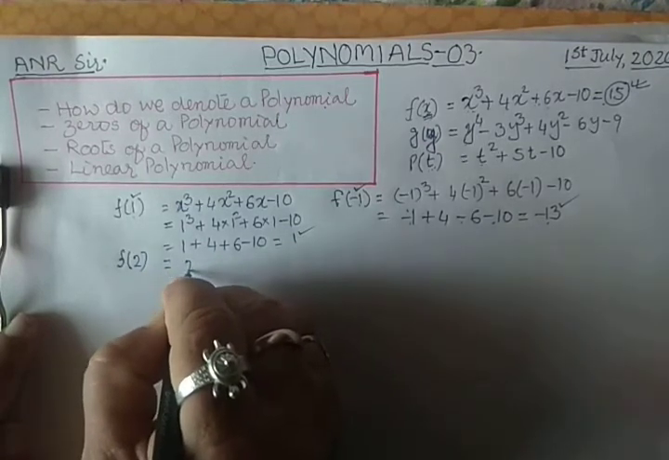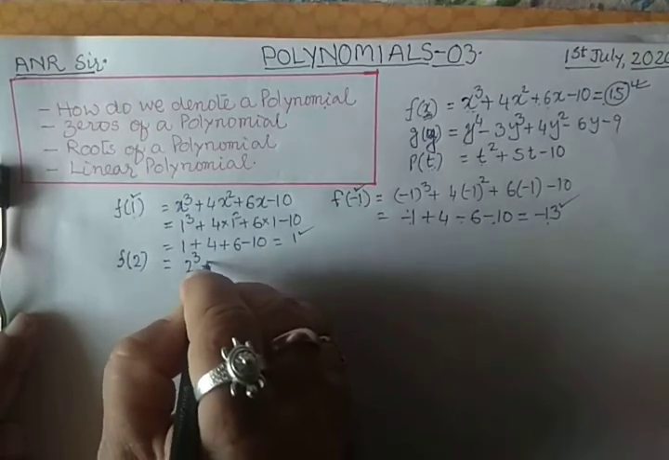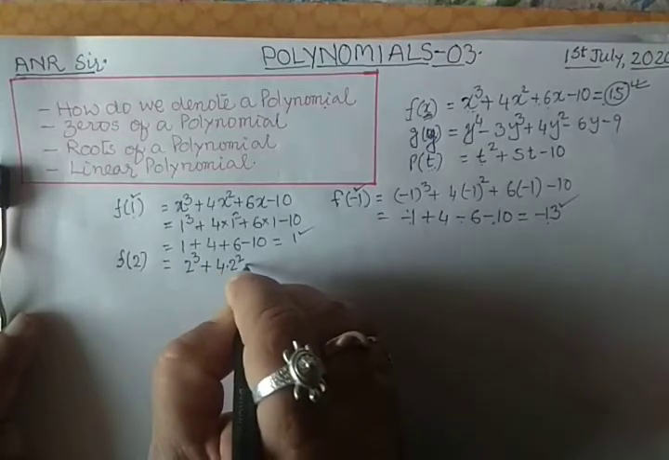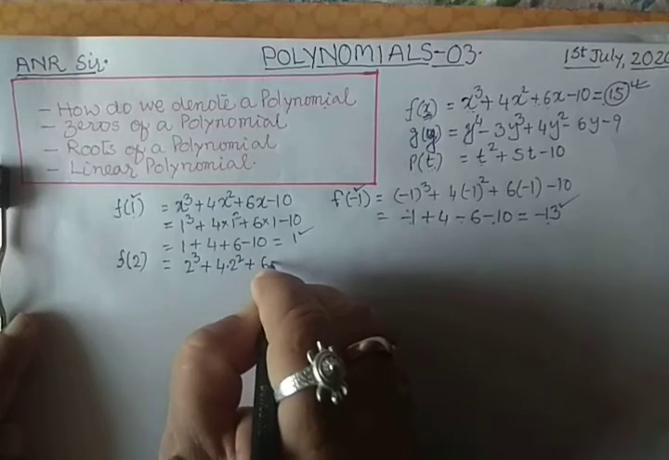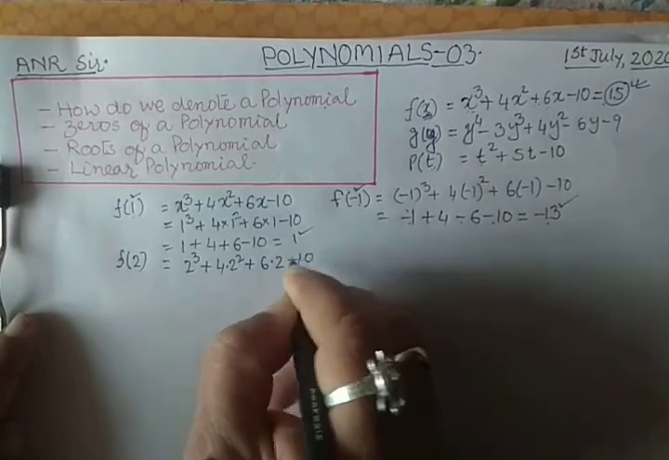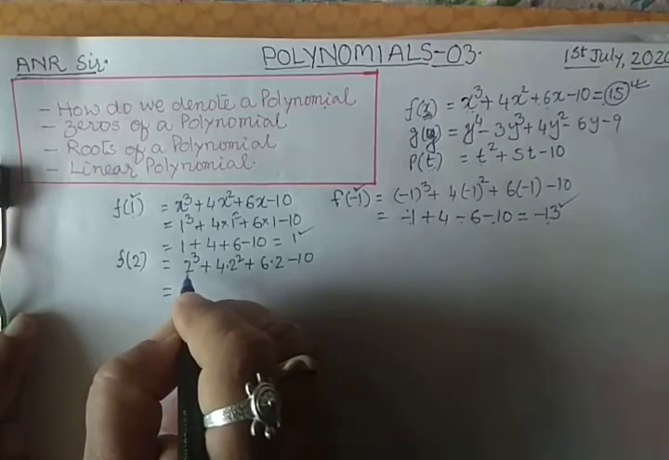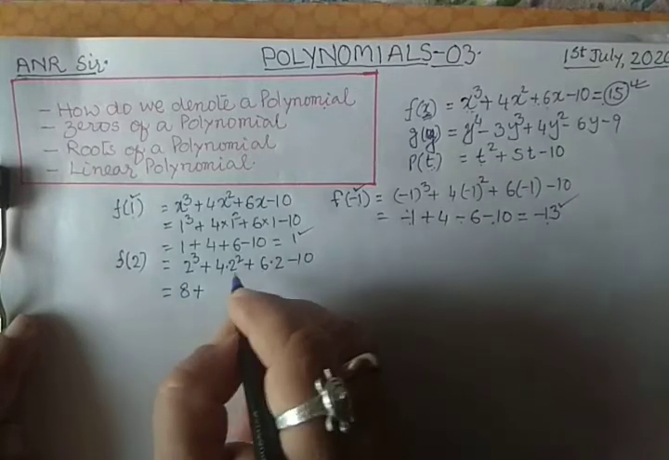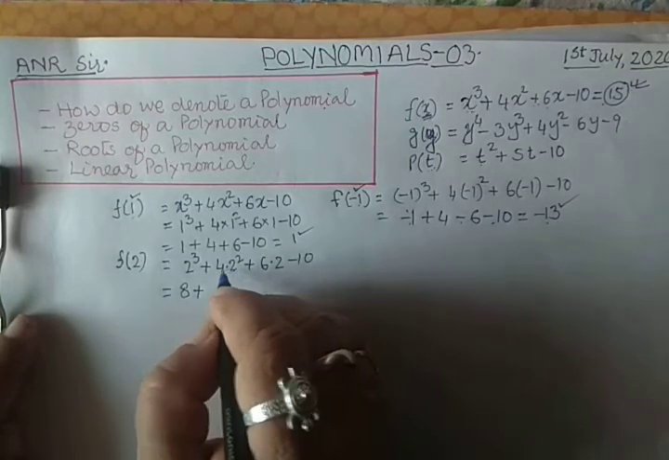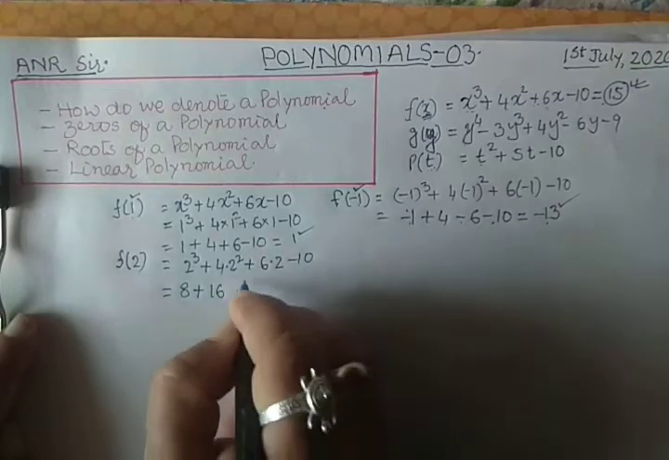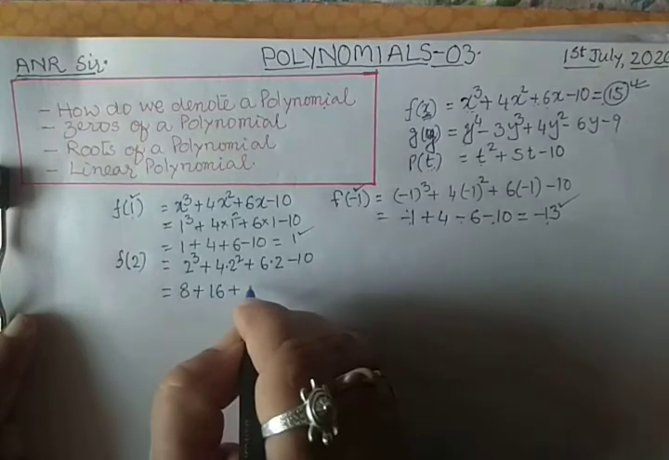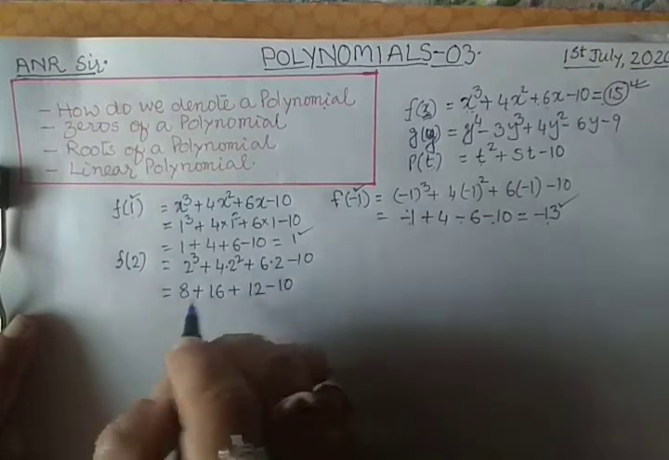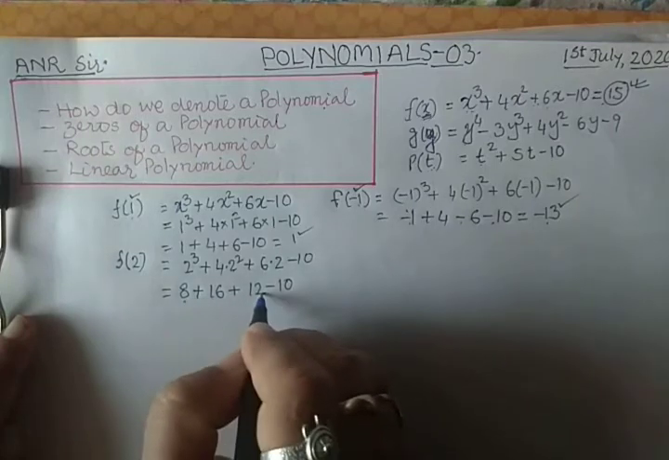So 2 cube plus 4 into 2 square plus 6 into 2 minus 10. 2 cube means how much? 2 into 2 into 2, 8, plus 2 square means 4. 4 into 4, 16, plus 2 into 6, 12, minus 10. So here how much you get? 20.